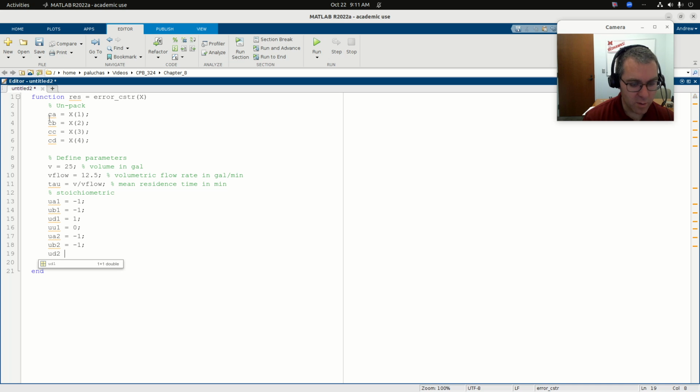My desired component in reaction 2 has a stoichiometric coefficient of 0. Then my undesired in reaction 2 is going to be 1. Okay, so I have my stoichiometry. And next I'm going to get my inlet concentrations.